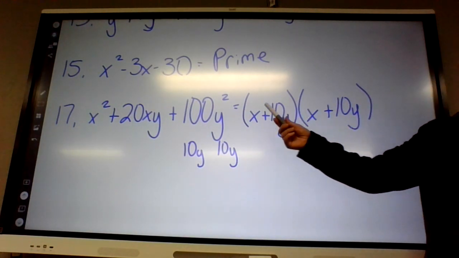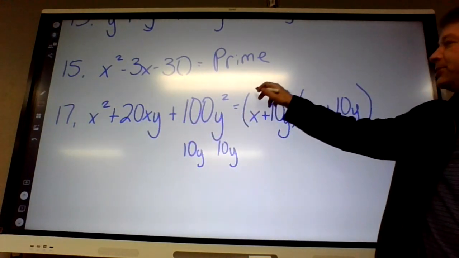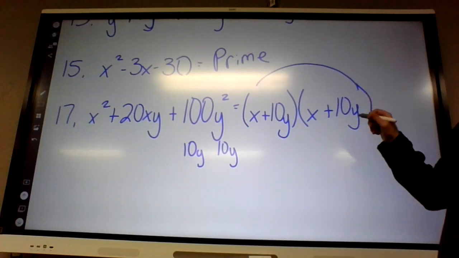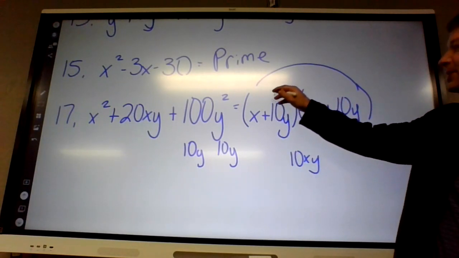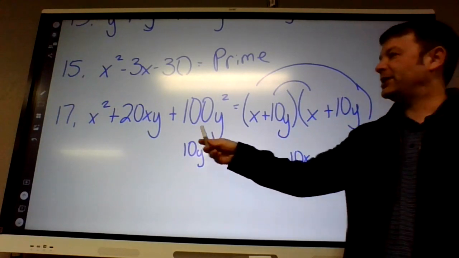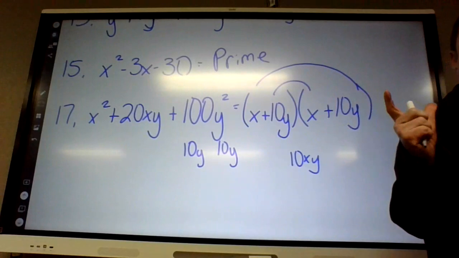Well, how does that make 20xy in the middle though? When you do the outside, what would we get if we were foiling it? 10xy plus 10xy, and the inside would be 10xy. So that's how you get 20xy in the middle. You don't really have to worry about the y in the middle.